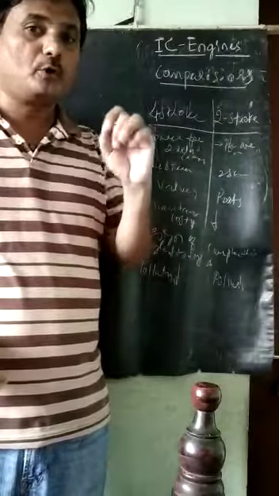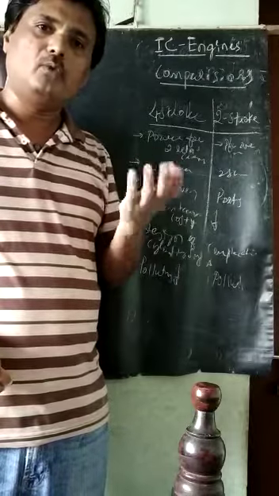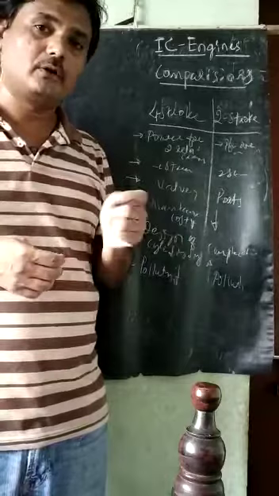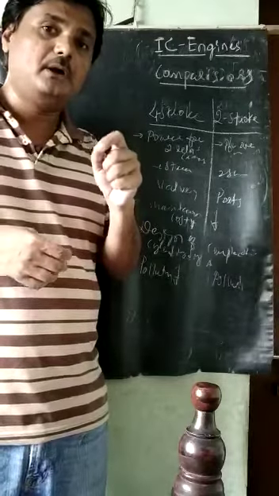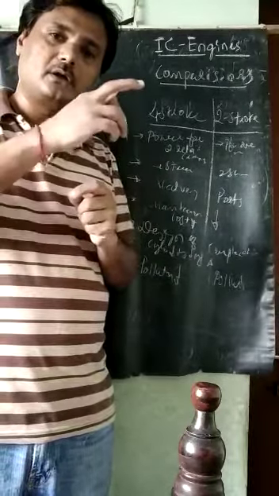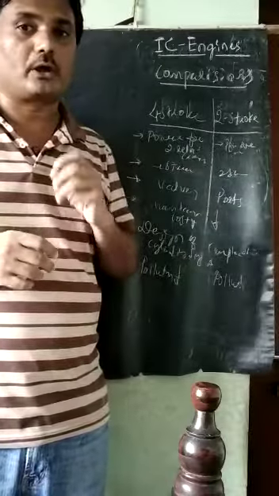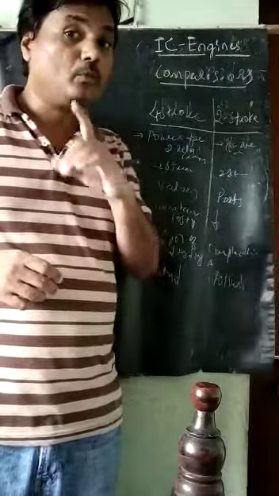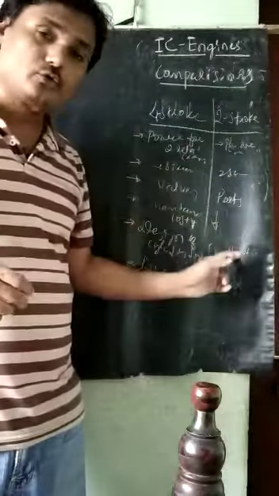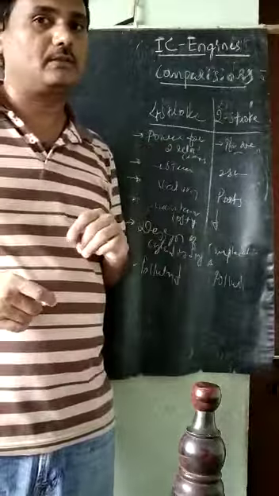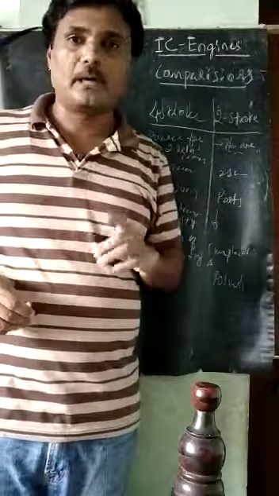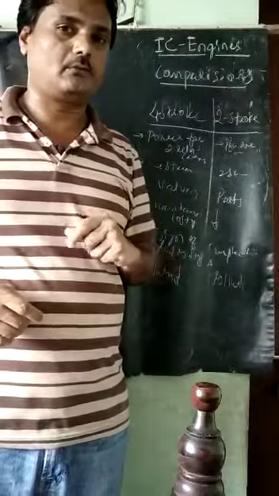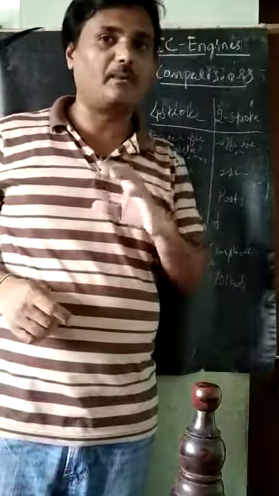Because the transfer port will open when the exhaust port is also open. Sometimes this happens, so the fresh charge and unburnt hydrocarbons go out through the exhaust port also. Therefore particulate matter is very high, and smoke is very high in the 2 stroke compared to the 4 stroke. So nowadays, as far as pollution is concerned, we are not using the 2 stroke. We are using the 4 stroke. The 4 stroke is recommended nowadays.